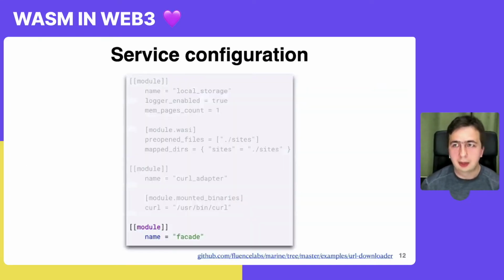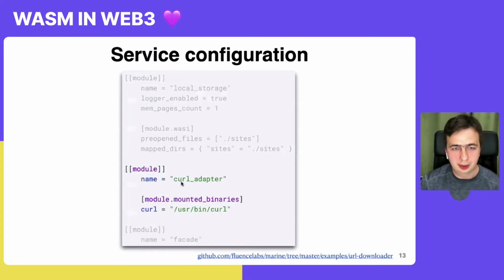And let's show how it looks. Here you can see a service configuration. Each service has a configuration file. It's based on the TOML format. And here you can see an example of a so-called URL download service. It's the simplest one. It consists of 3 modules. The last one is the facade. It should be set as the last one in the config. And here you can see that there are no other special settings.